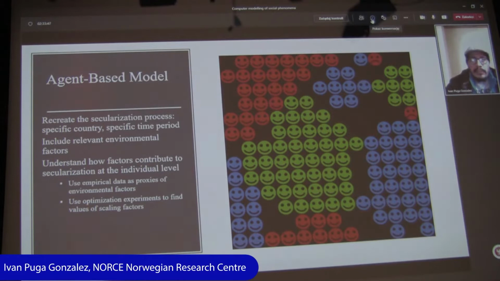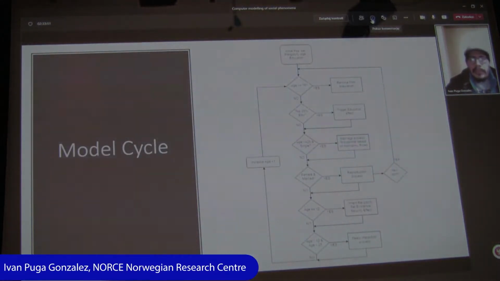So what is this agent-based model about? Here I present again the cycle of the model. We're going to start again with a population with a distribution of religiosity, age, and education, which is relevant for the country that we're modeling. And then we go into the model loop or cycle. Individuals who are 75 years old or older are just removed from the population. Then we come to what we call the education effect, which only happens to those individuals who are within the top 20% of education of their generation. Then comes the marriage and reproduction process, in which, for the marriage, we have some specific homophily rules regarding the age and the religiosity of the individuals.